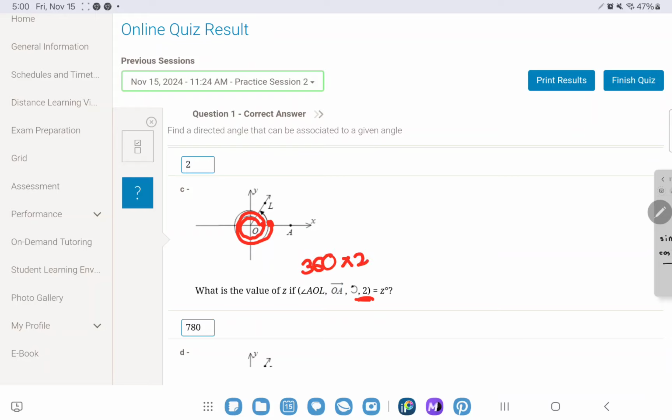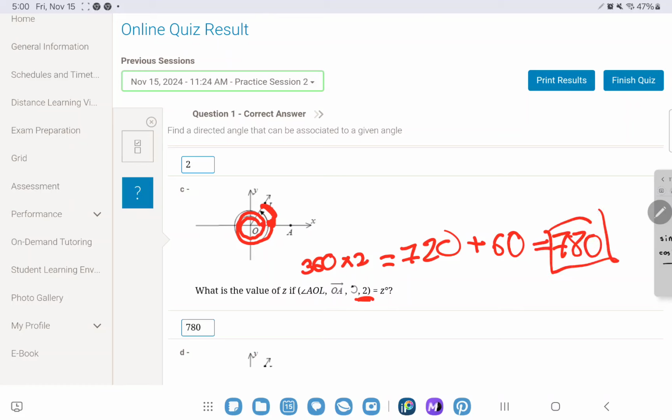You're gonna get 720. But we can't forget that we have the angle OAL. So we need to add this angle to it. So 720 plus 60, you're gonna get 780. And that's how you do it.